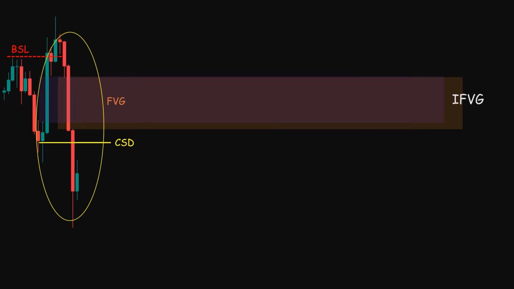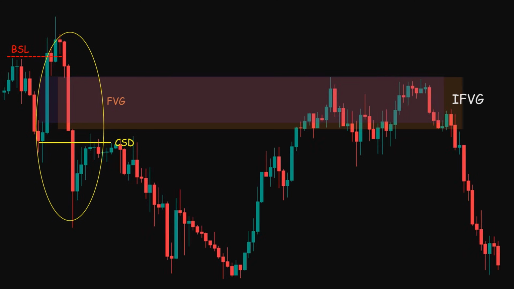On the other hand, the IFVG is another key element that shows the strong price movement has invalidated the previous gap. A clean IFVG forming after displacement confirms that the old structure is no longer respected. It also provides a high probability level for price to retrace to, making it an excellent area for entries aligned with the new direction. When a CSD forms together with an IFVG, it clearly indicates an order flow shift.